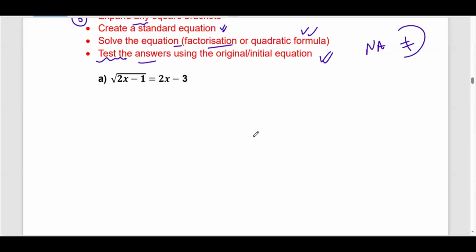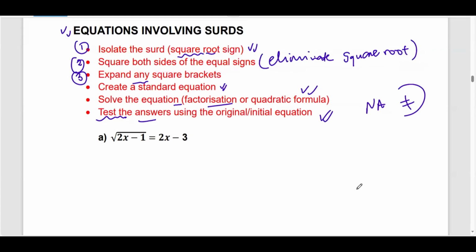okay, we can use this first one just as an example, to show how we go step by step. With the first one, we can see from our steps, isolating the surd has already been done for us. The square root is on its own, okay? Everything is on the other side. So we go to step number 2, where we have to square both sides, okay? So square this side, and then we square this side as well.